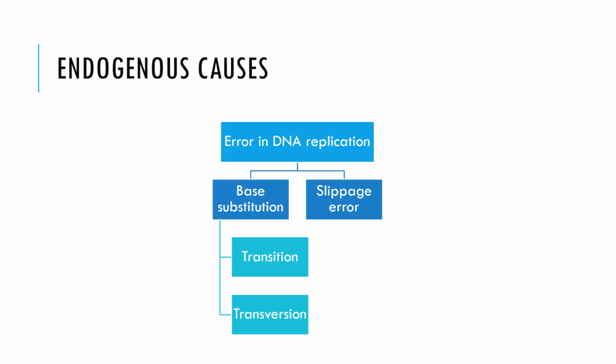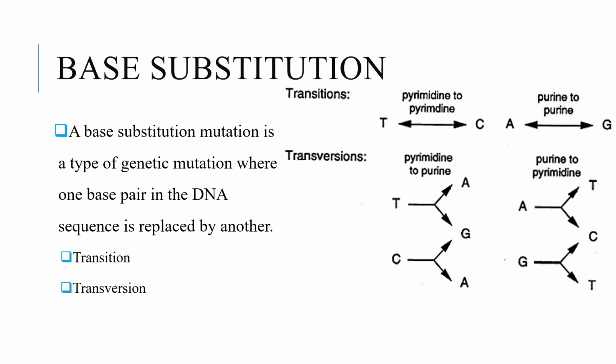Now, first we will discuss endogenous causes. In case of endogenous causes, first is the error in DNA replication. If there is an error in the process of DNA replication, it can be base substitution or slippage error. In case of base substitution, it can be of two types: number one is transition, another one is transversion. First we will discuss base substitution.